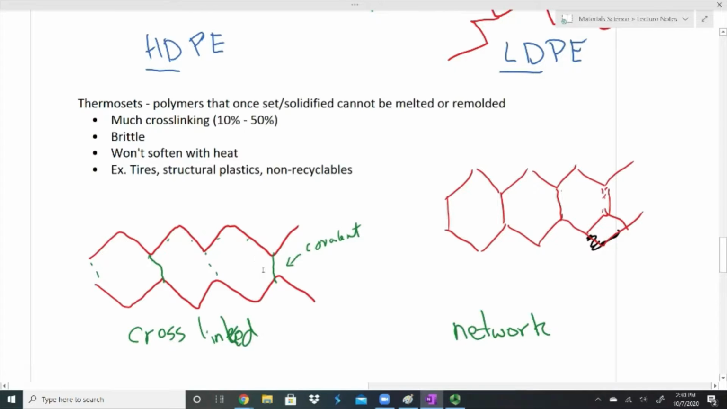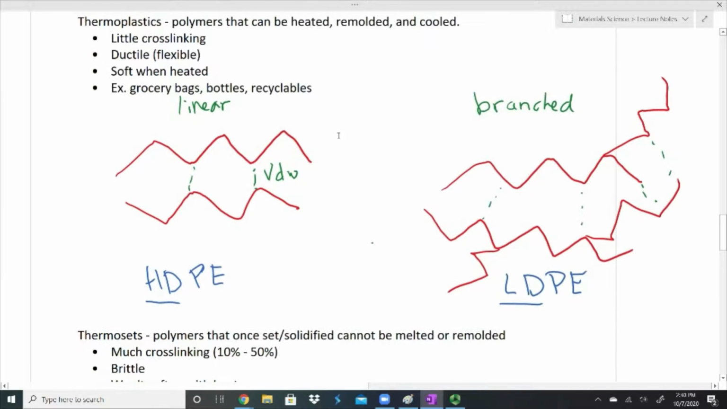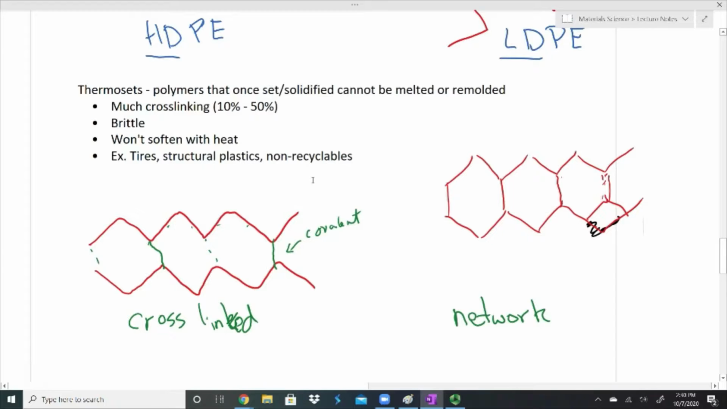And so again, the cross-links are the new covalent bonds that are formed. So if we go back up here, there is little to no cross-linking. It's all van der Waals forces between these polymer chains. And with thermosets, we do form new bonds, which is why we can't recycle them or remelt them.